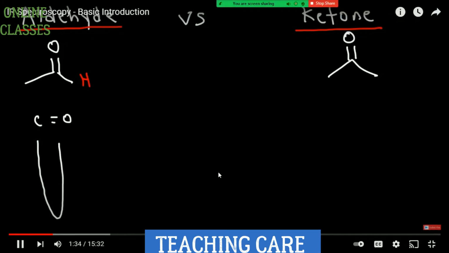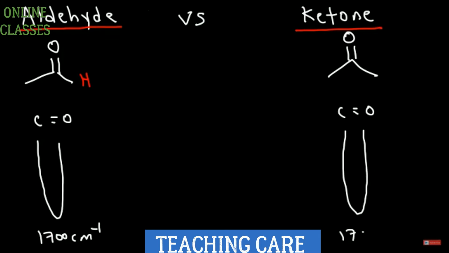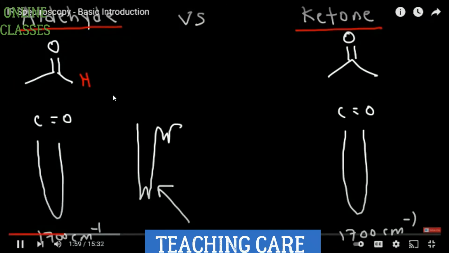to a carboxylic acid, it's around 1700. Now, the distinguishing feature between an aldehyde and a ketone is the CH stretch of the aldehyde. This signal here is the alkane CH stretch.